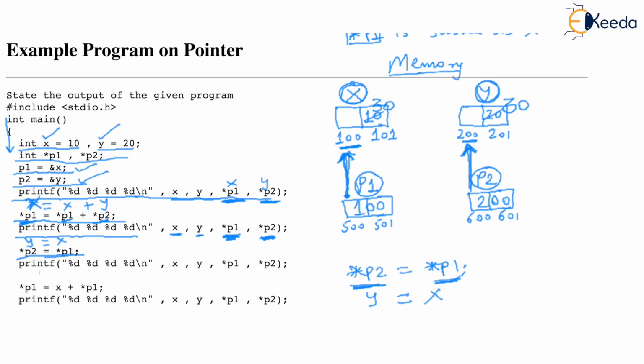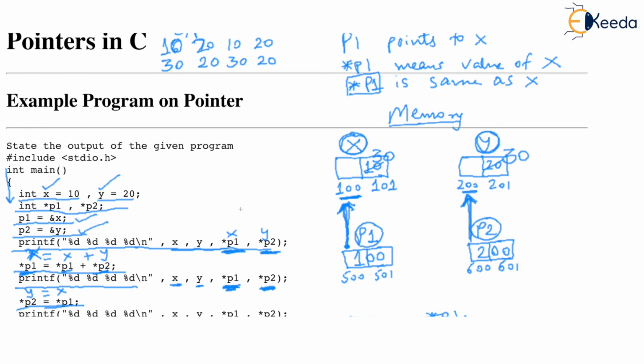Now the next line here is printing 4 integers again. Whose value are you printing? x, y, asterisk p1 means x, asterisk p2 means y. So the next output is going to be x, which is 30. y has also become 30. And asterisk p1 means x, which is 30. And asterisk p2 means y, which is also 30.